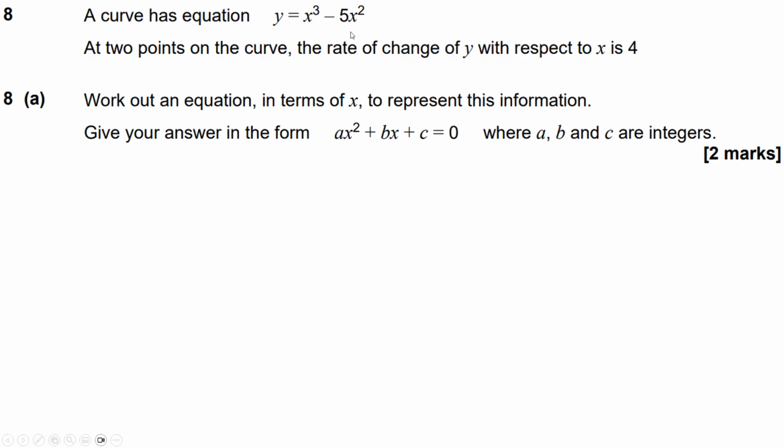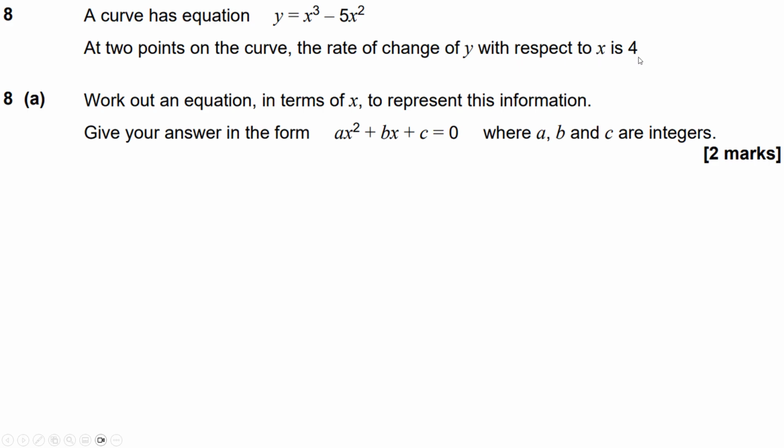A curve has equation this. At 2 points on the curve, the rate of change of y with respect to x is 4. Okay, so what this is actually saying is that whenever you see the rate of change of y with respect to x, you always want to differentiate. So it's saying that dy over dx is 4.